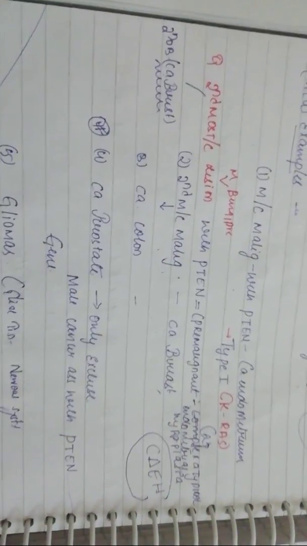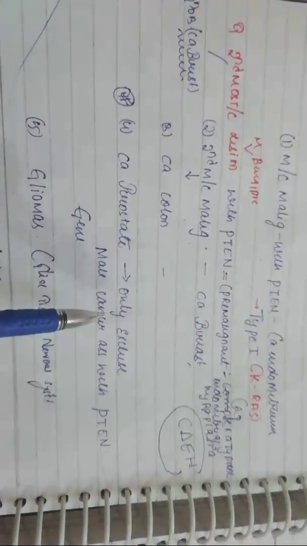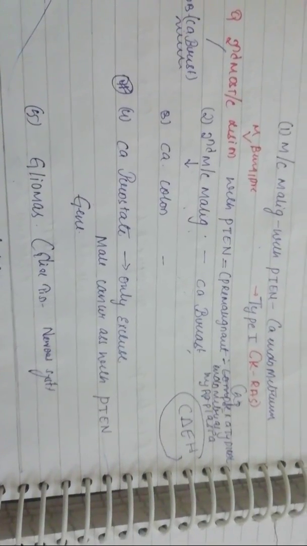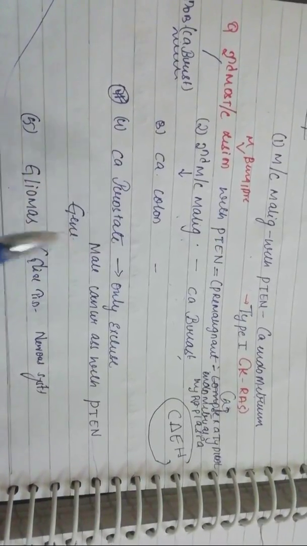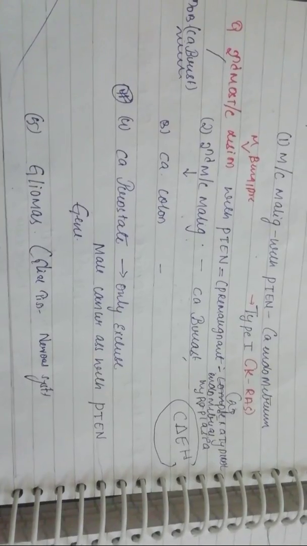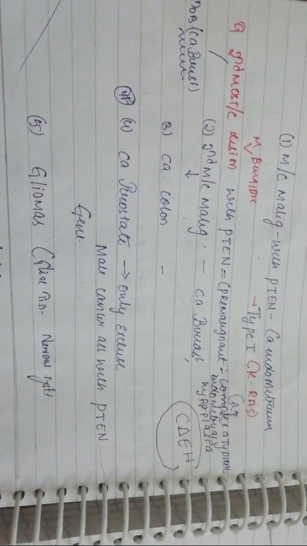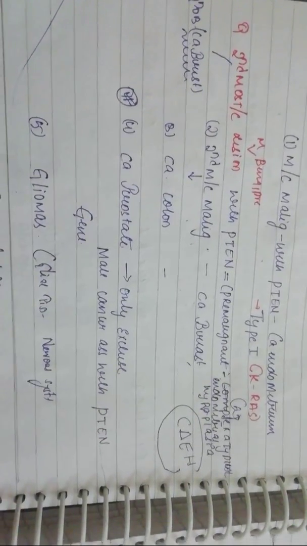And the next, CA colon can also be associated with the mutation of PTEN, and CA prostate can also be. You have to understand, CA prostate is the only male cancer exclusively associated with this PTEN. That means if there is any cancer of prostate, it is the only male cancer exclusively associated with this PTEN, right?